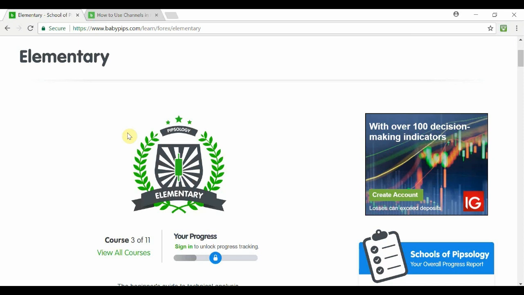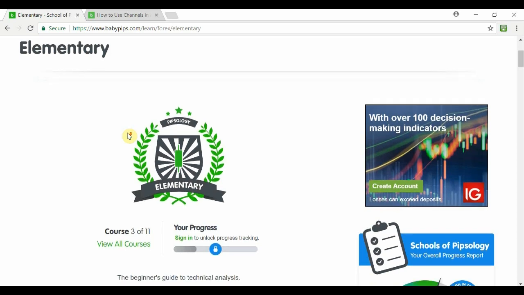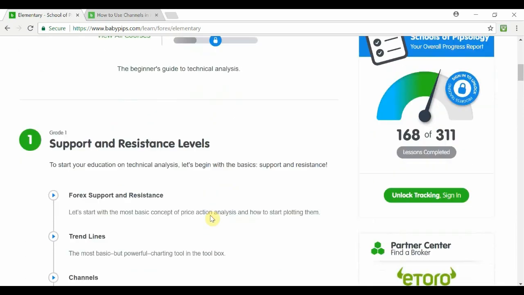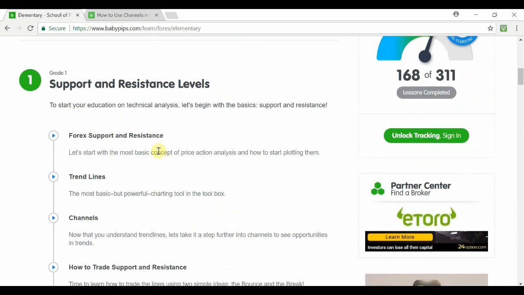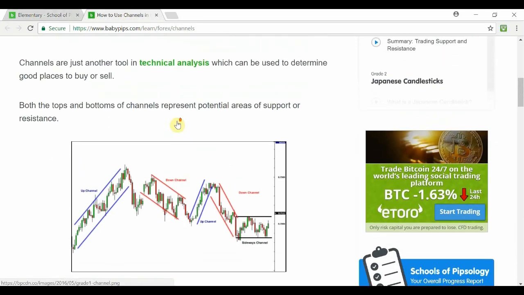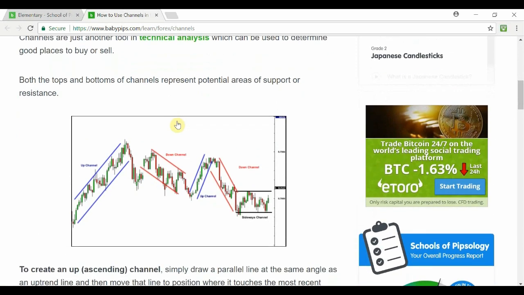So this is the third series in the elementary school in grade 1 of looking at support and resistance levels. We've looked at support and resistance, we've looked at trend lines, and now in this video we're going to be talking about channels. So when you select the channel page, it talks about what channels are, how channels look, and how to draw channels, how to draw an up channel, down channel, and a sideways channel.